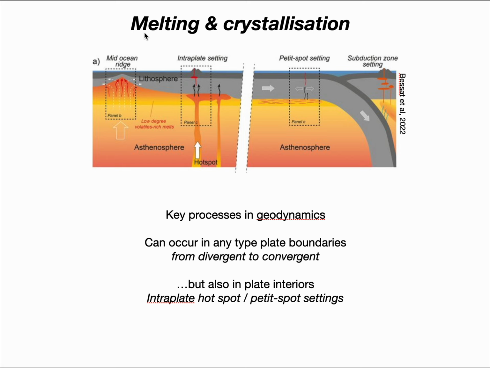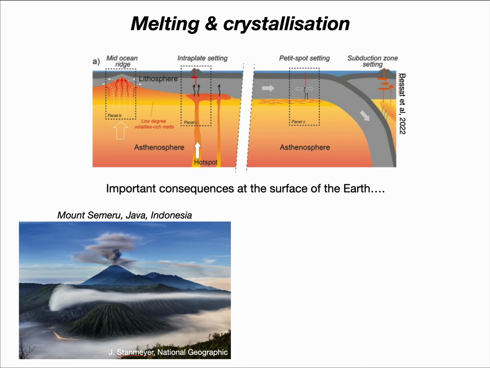So melting and crystallization, of course, are key processes in geodynamics, and they can occur in any type of plate boundaries, from the divergent context to the convergent context. And they also can be affecting the interior of plates, so in the intraplate setting, if you have a hot spot, you can have the transfer of melt that was generated at the base of the lithosphere.